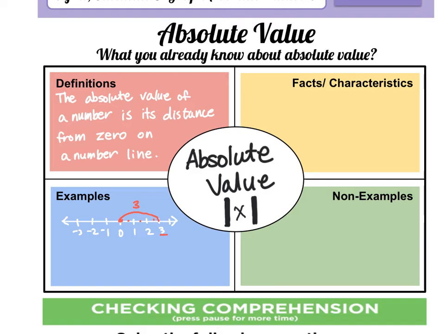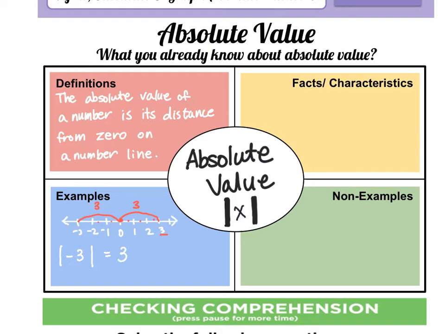What about the distance from 0 to -3? So that's also count 1, 2, 3. It's 3 units to the left. As you already know, distance is always a positive value. And we denote absolute value with these vertical lines on both sides of the number. So let's say if we put -3 with the absolute value symbol, it will come out as a 3.